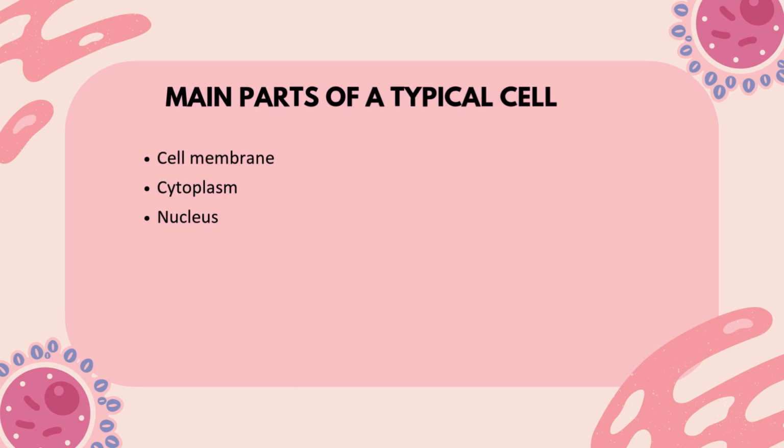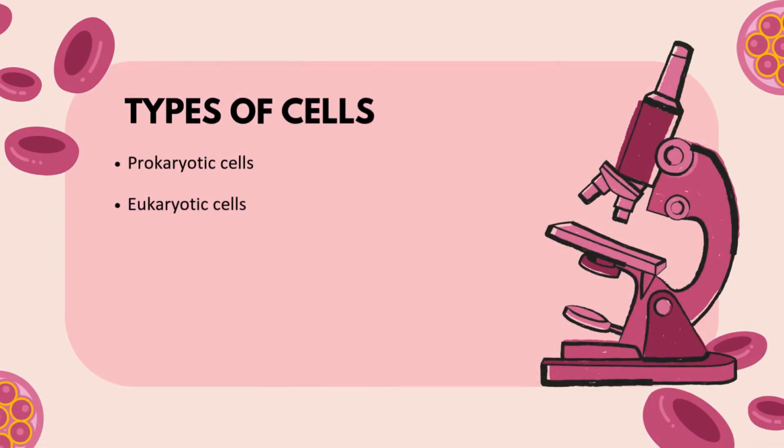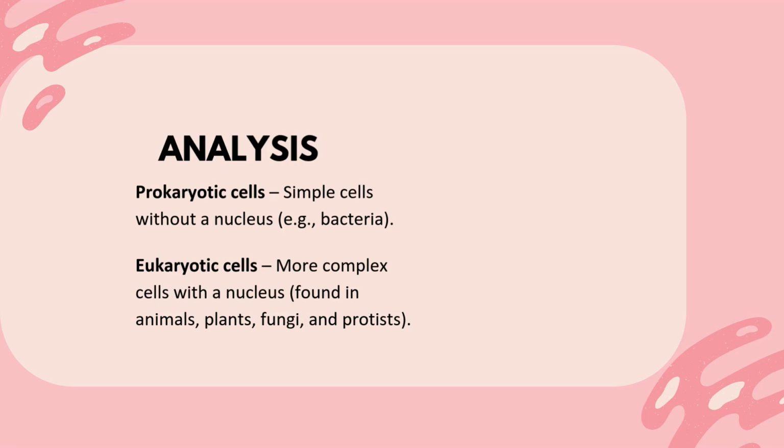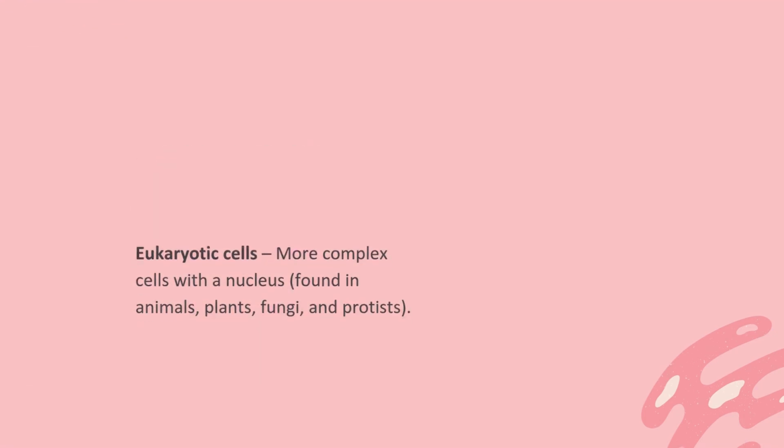Main parts of a typical cell: cell membrane, cytoplasm, nucleus. Types of cells: prokaryotic cells, eukaryotic cells. Prokaryotic cells, simple cells without a nucleus. Eukaryotic cells, more complex cells with a nucleus.